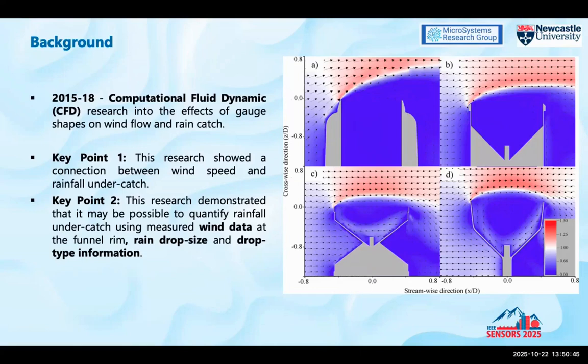Some key points to take away from this research is we tried to correct for just using wind data alone for the undercatch in rainfall measurements, but there proved to be something else missing. So what we thought this must be to do with is the actual size of the raindrops coming into the gauge, and the drop distribution. This is where my work begins.